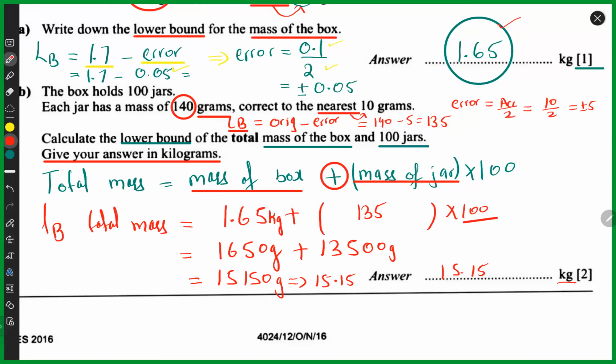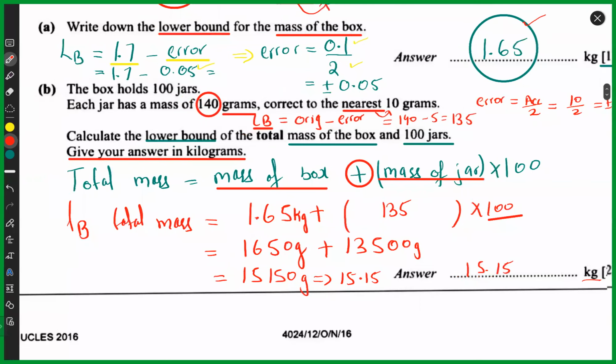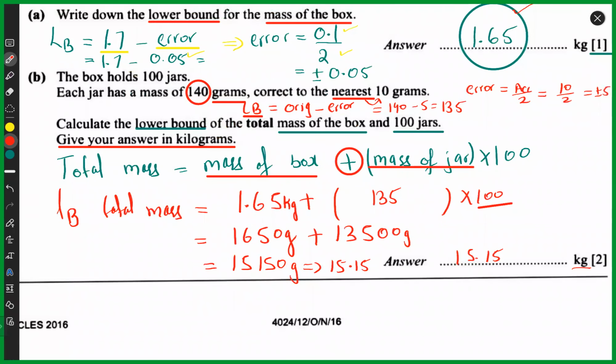15.15 kgs. I'll explain this again, and then if you have queries, you guys are more than welcome. Okay. The first part was very easy. For the second part, let's read the main question. You had to calculate the lower bound of the total mass of the box and 100 jars. Total mass would come when you add the mass of the box and the mass of 100 jars.